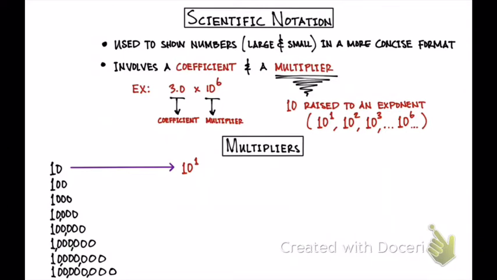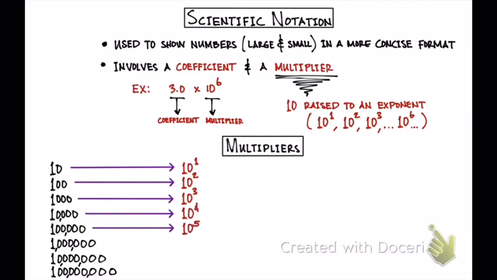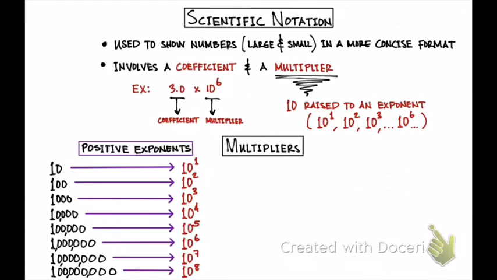And then looking at the next one here, we have 100. And so the number 100 contains 2 zeros. And so the multiplier would be 10 to the 2nd power. 1000 has 3 zeros, so this would be 10 to the 3rd power. 10,000 has 4 zeros, so this is 10 raised to the 4th power, and so on and so forth. So 100 million would be 10 raised to the 8th power, because you have a total of 8 zeros. All right, so these are multipliers that are positive. So these multipliers contain positive exponents.